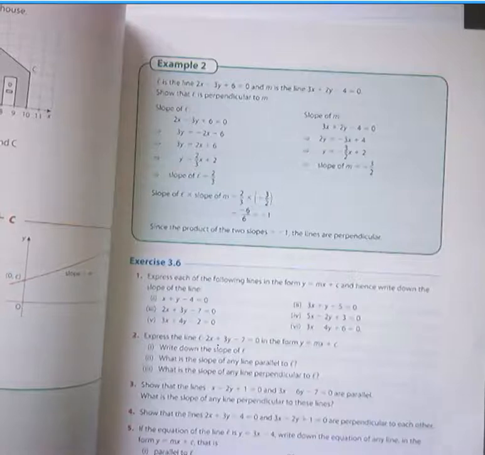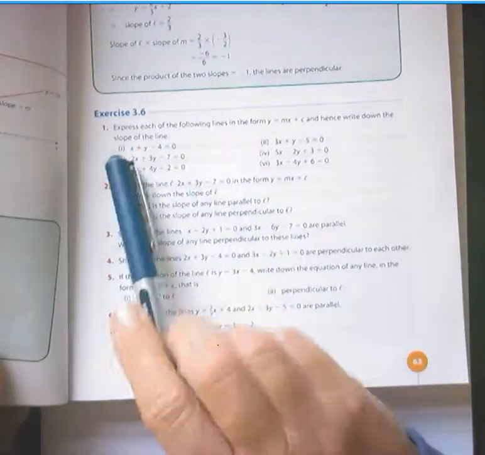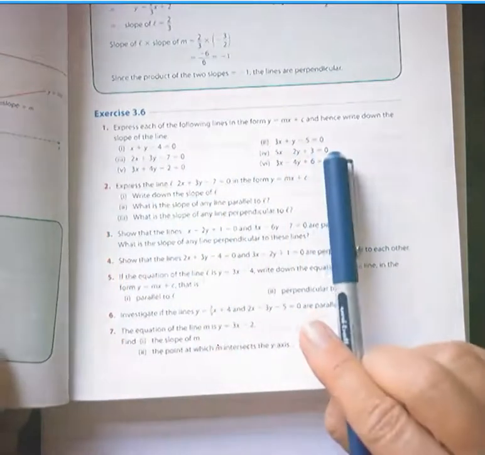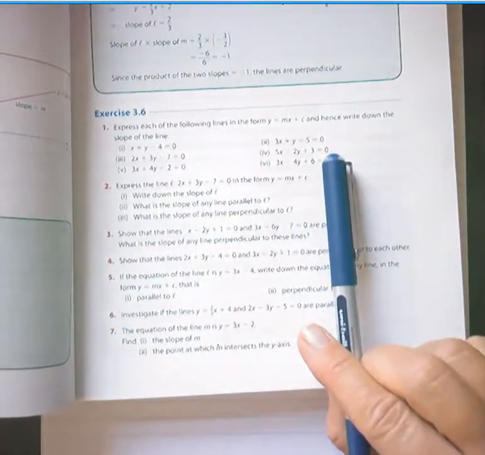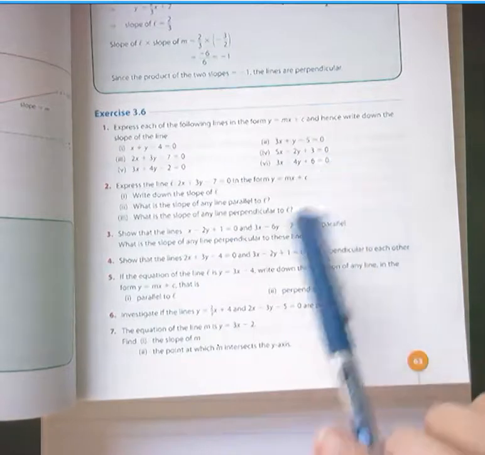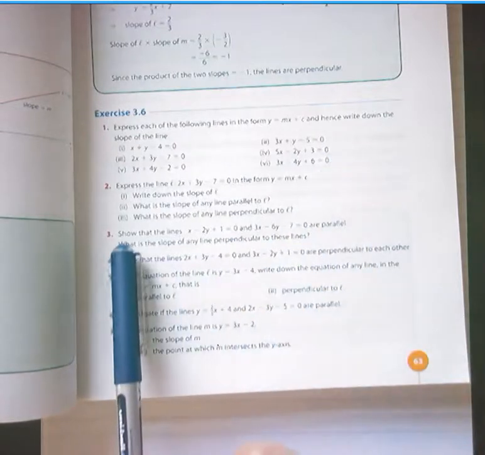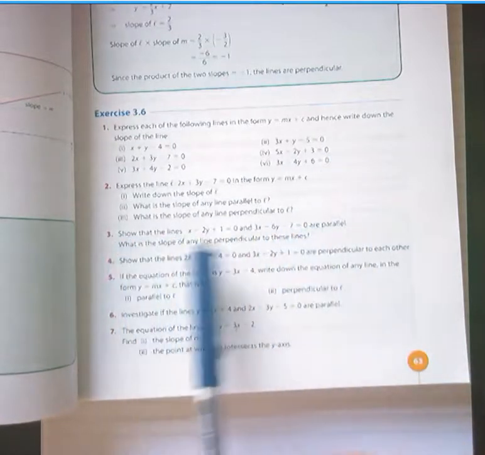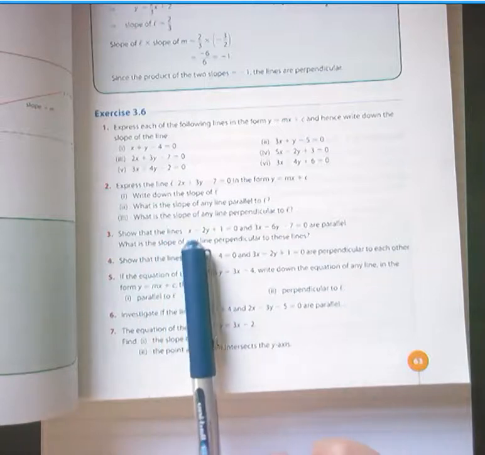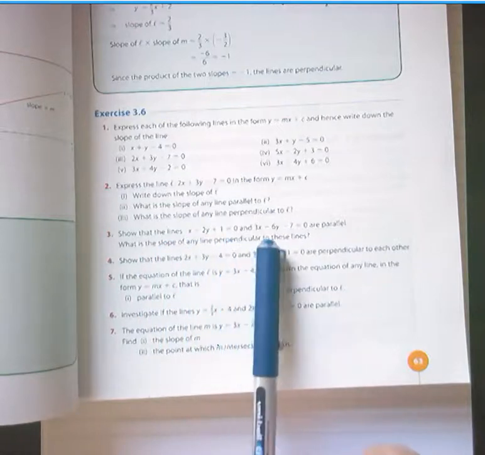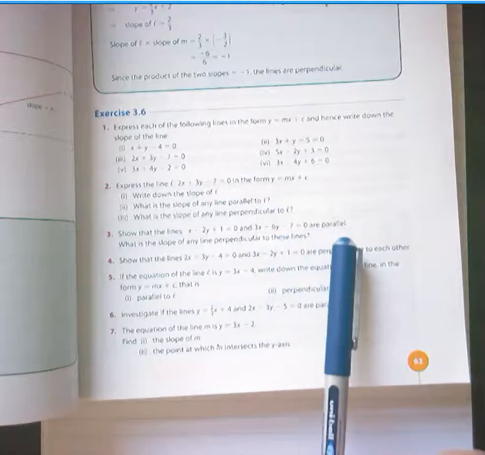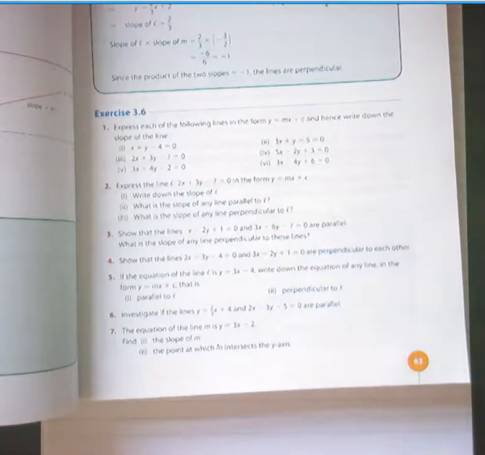All right. So in the book, question 1 are simple. You're just rearranging them in the form y equals mx plus c. We are going to do question 3. So question 3, it says show that the lines x minus 2y plus 1 equals 0 and 3x minus 6y minus 7 equals 0 are parallel. And what would the slope of any line perpendicular to those lines be?